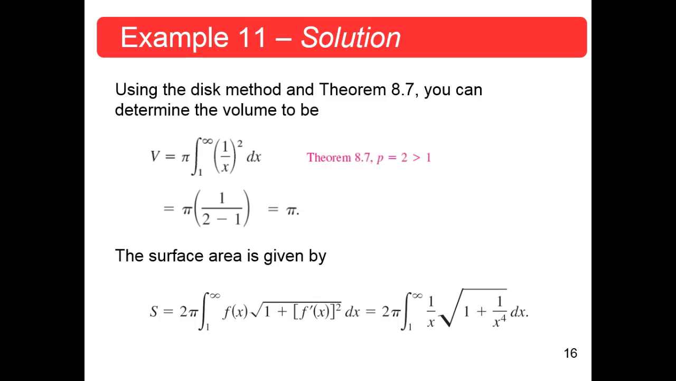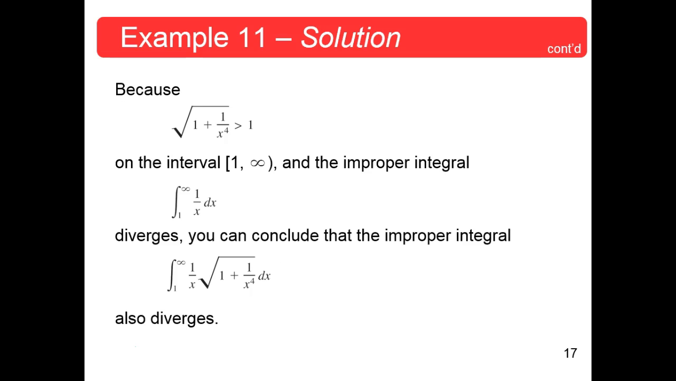And then you square that, you get 1 over x to the 4th. So you have a 1 over x here multiplied by something a little bit greater than 1 over x. If this is infinite, then that will certainly be infinite as well, because it's something even greater than that. So no, the surface area is infinite, because that thing there is greater than 1, for all values x greater than 1, just a little bit.